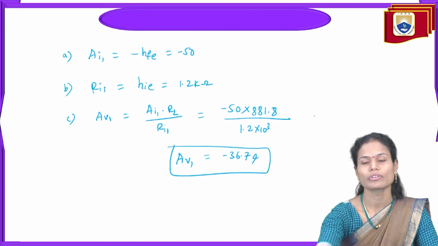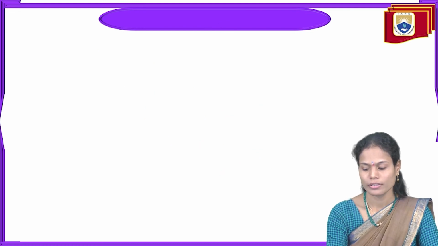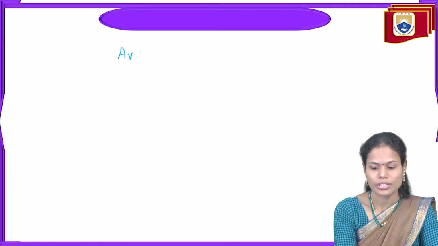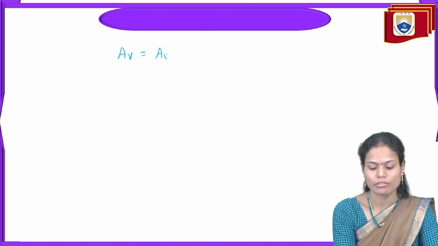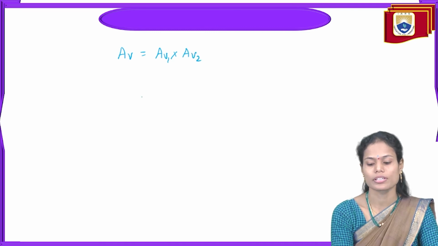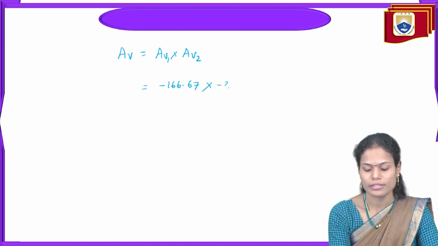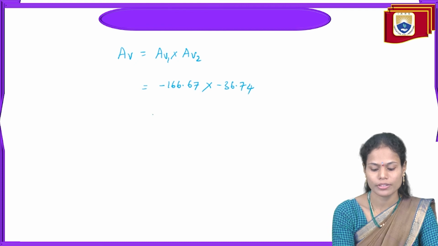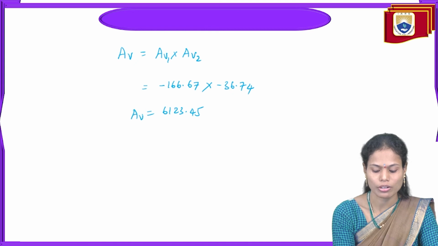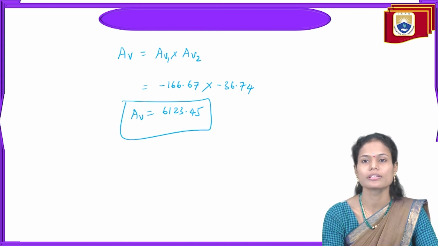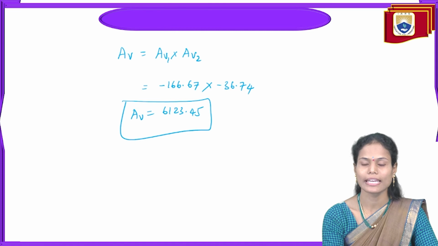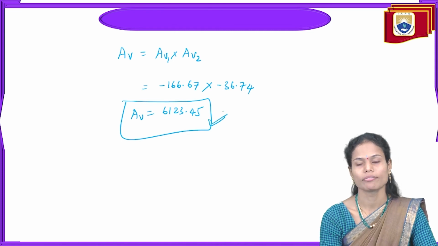To find the overall voltage gain, AV is the voltage gain of the first stage multiplied by the voltage gain of the second stage. That is minus 166.67 into minus 36.74, which is 6123.45, the overall voltage gain. If we compare with the single stage, in the case of multi-stage, the gain value is improving very high here.